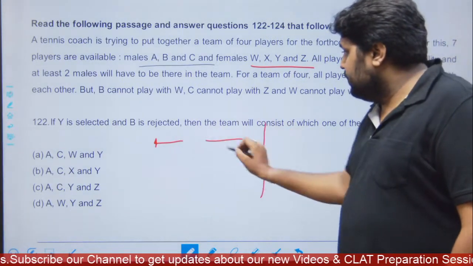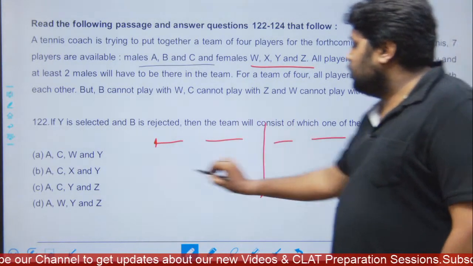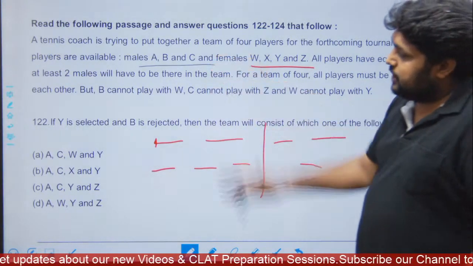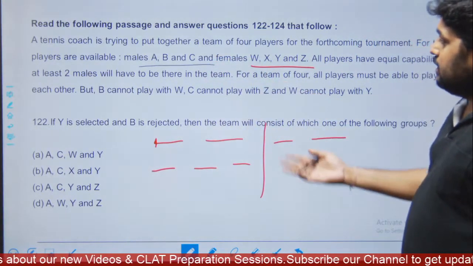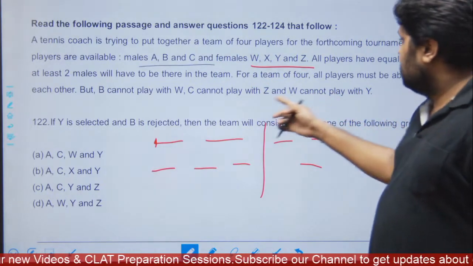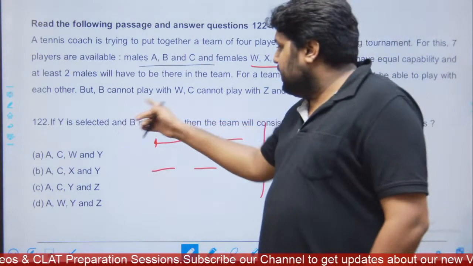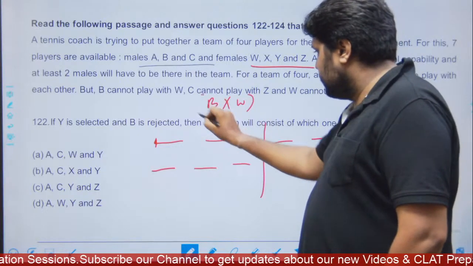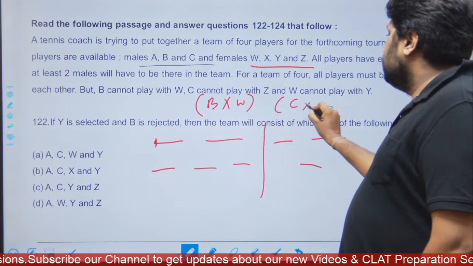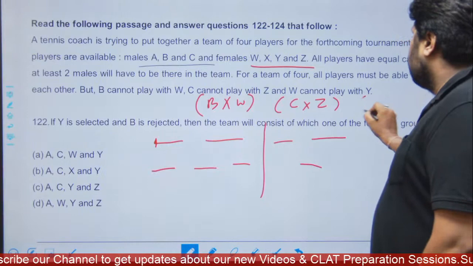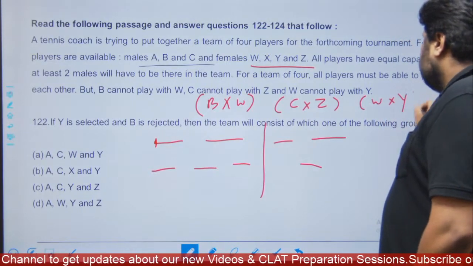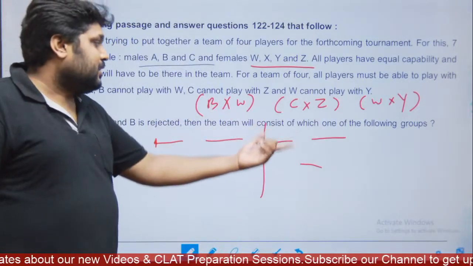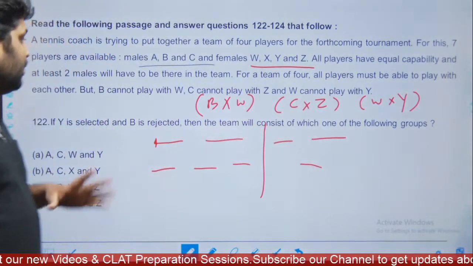It means you can take 2 males and 2 females, or you can select 3 males and 1 female, because maximum there are 3 males. If it is given that B cannot play with W, that is one constraint: B and W cannot be selected together. C cannot play with Z, and W cannot play with Y. So these are the constraints. Only 3 constraints are given. You can easily check these constraints, and in this case you can easily solve the question.